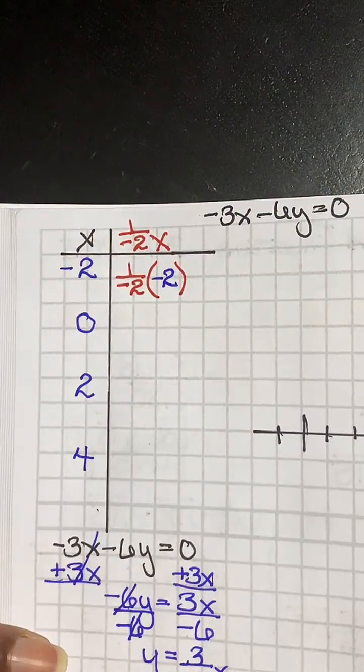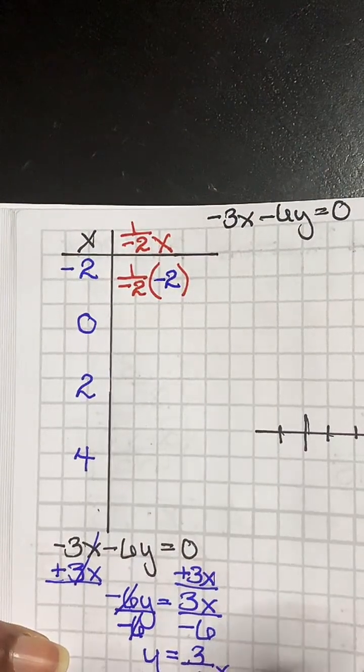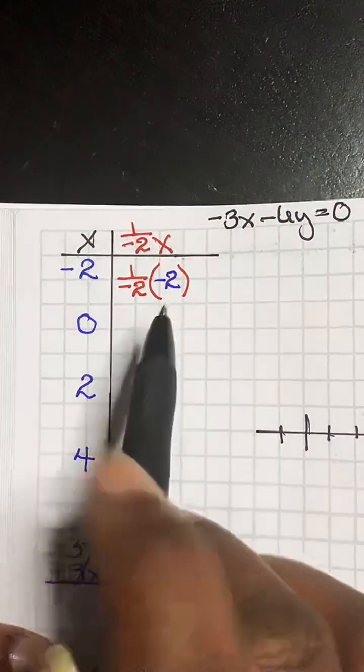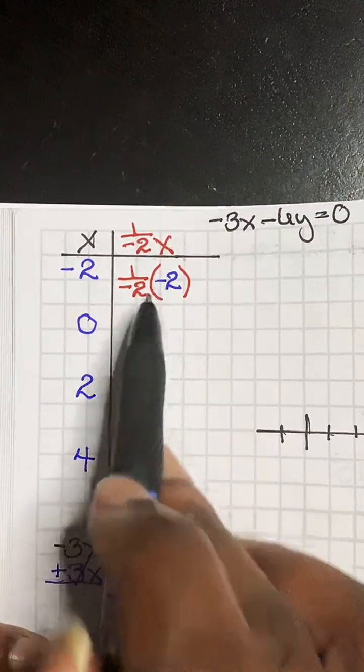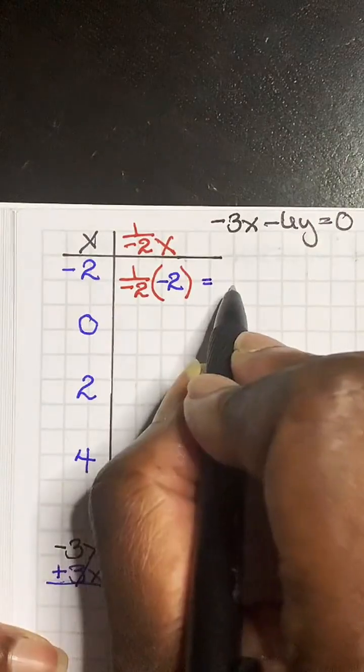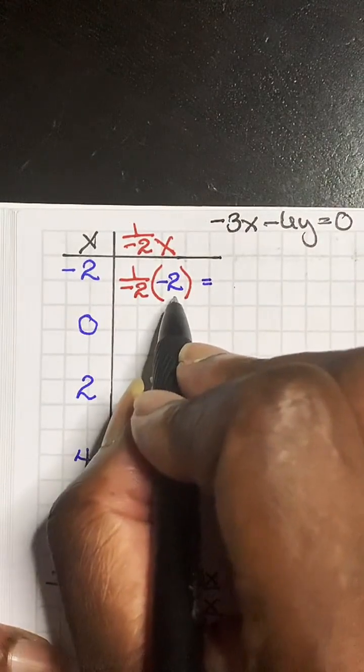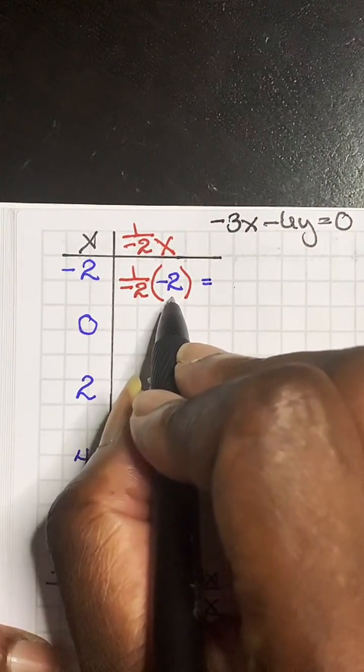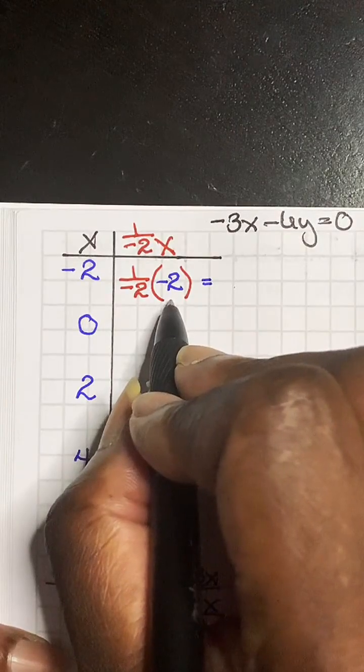Think of it this way. Ready? Everyone's like freaking out. You don't have to freak out. First of all, a negative times a negative will give me a positive, so I know my answer is going to be positive. But what is half of 2? What's half of 2?